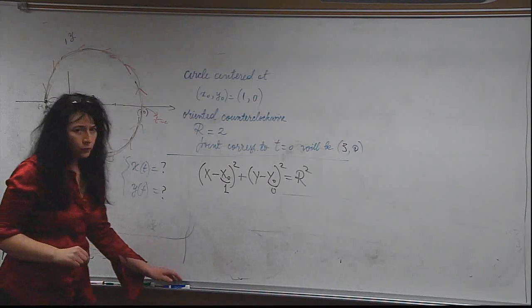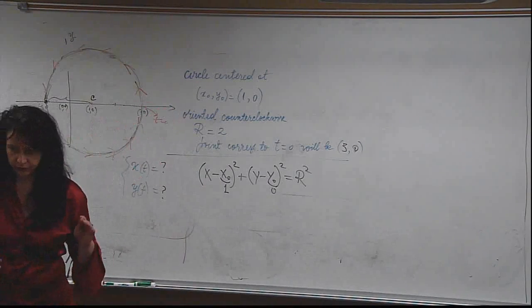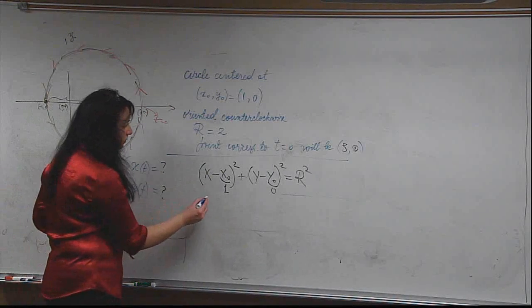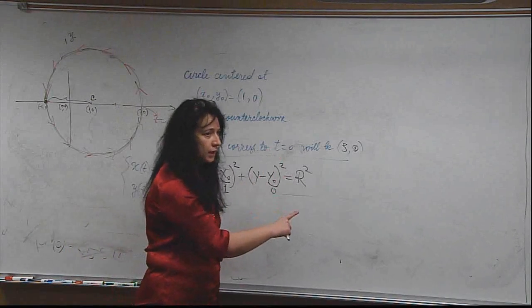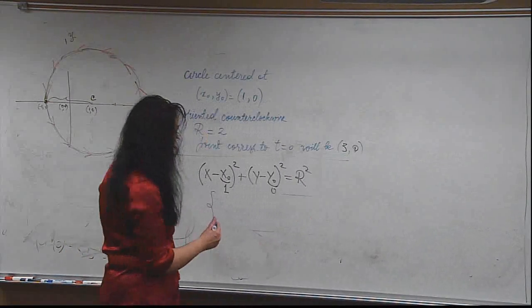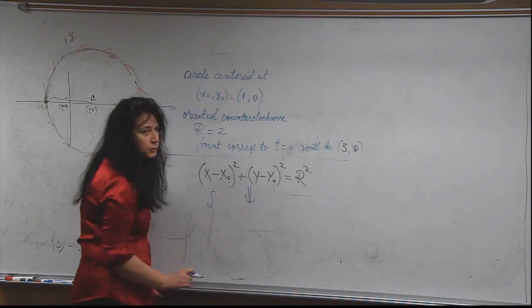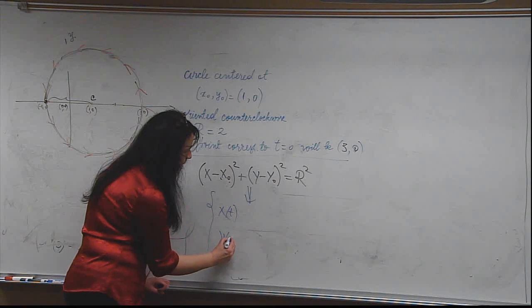Now, if you have a general problem, where you don't know what the data is, I want to help you solve the general problem. For the general problem, which is a circle of center x0, y0, and radius r, a generic one, what is the parametrization without specific data?